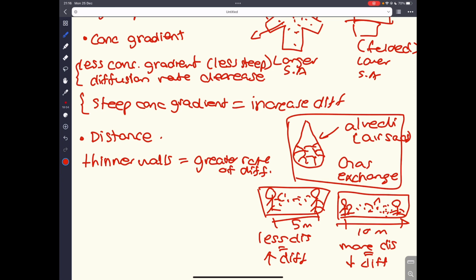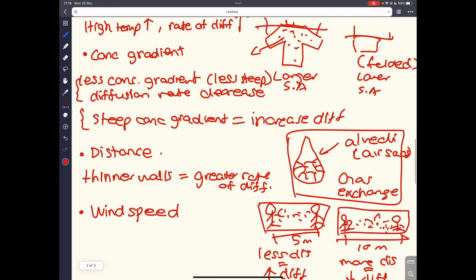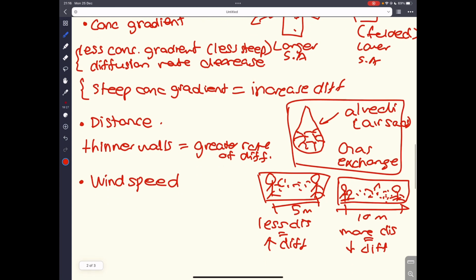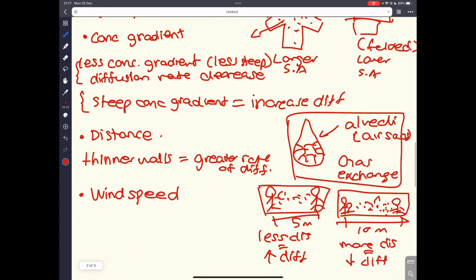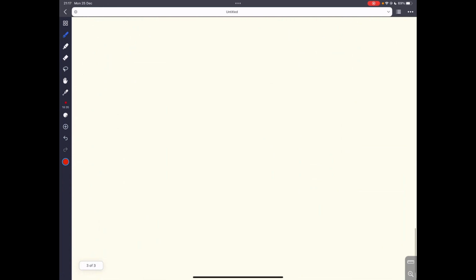Okay. And another factor that could potentially affect diffusion is the wind speed. We can also explain this by looking at the clothing analogy, in which when you hang clothes on a windy day, the wind is going to blow the water particles away. So therefore diffusion rate is going to be faster on those days, right? So wind speed is directly proportional to the rate of diffusion as well. So right, that's all you need to know for diffusion.